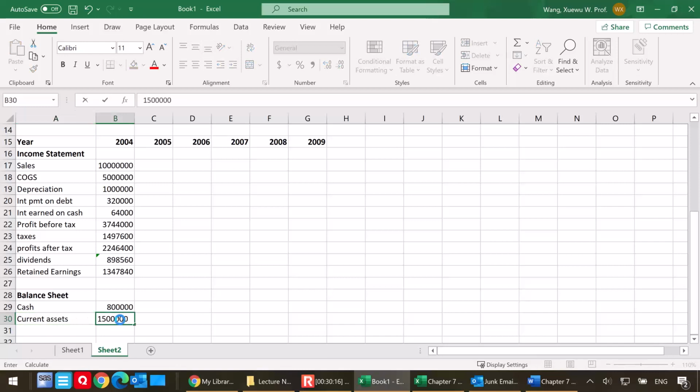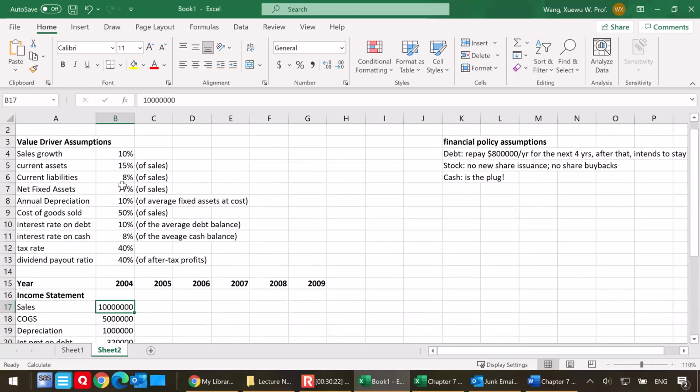Okay, be careful with the zeros. And current asset is 1.5 million. The sales is actually 10 million. So yes, you can actually justify the 15% assumption here.